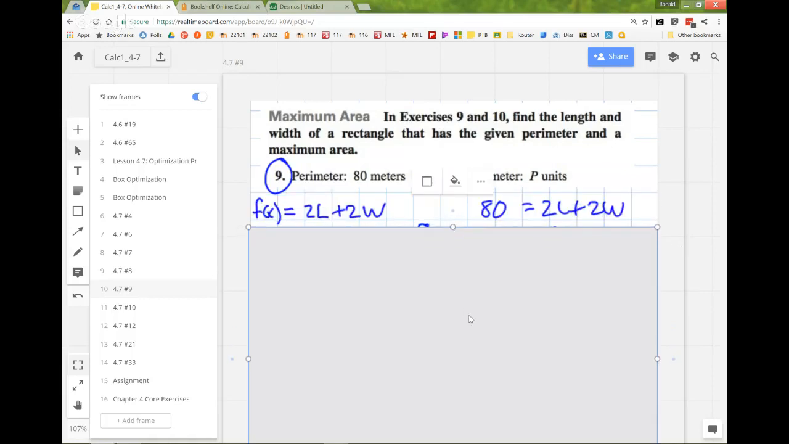So how do you find the perimeter of a rectangle? 2 lengths plus 2 widths, right? Got to go around both 2 lengths and 2 widths. So 2L plus 2W equals the amount they gave us, 80.